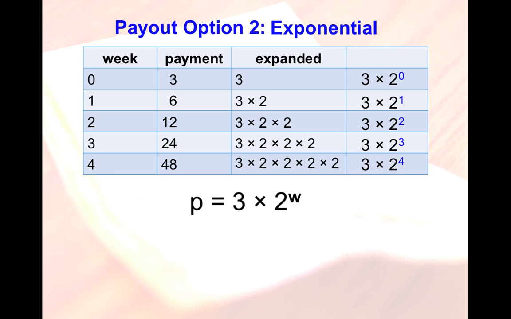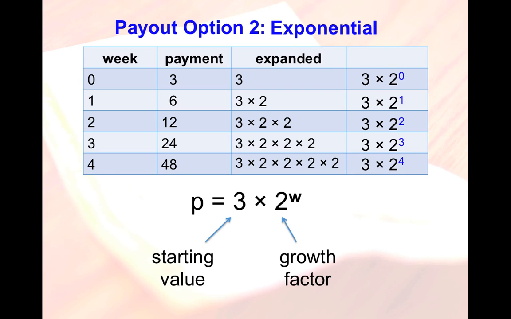The two numbers that determine the behavior of the exponential function are the 3, which was the initial value or the starting value, and then the 2 we call the growth factor that tells us what we multiply by to find the payment for subsequent weeks.